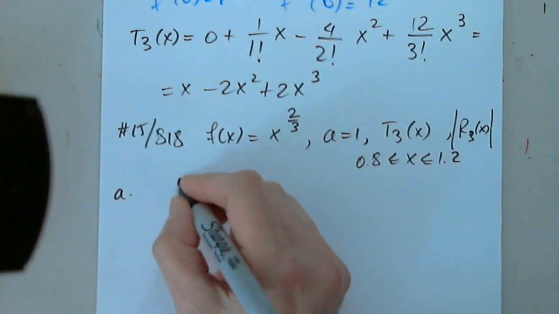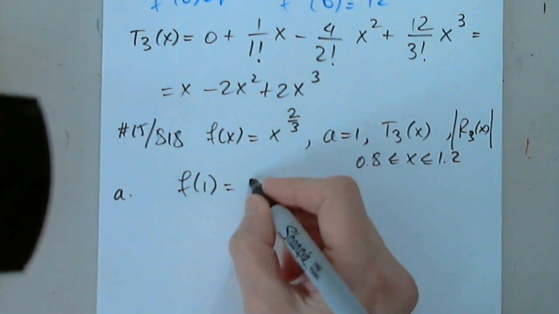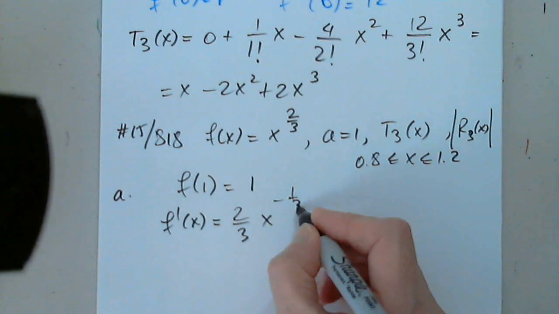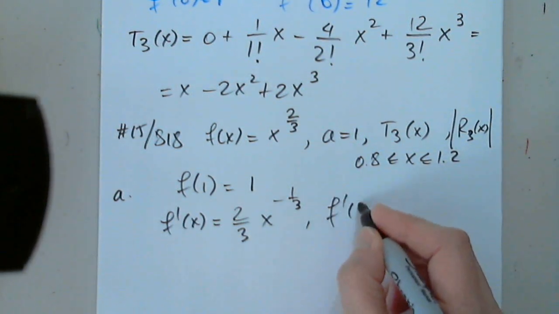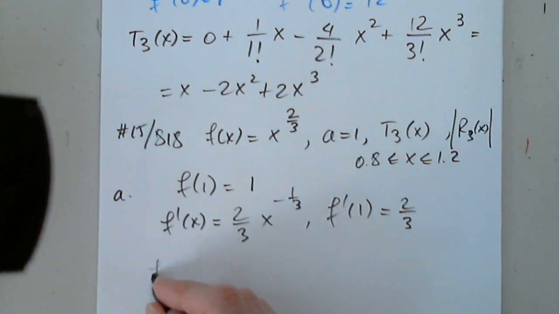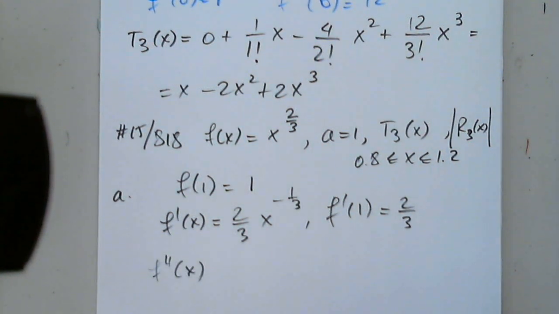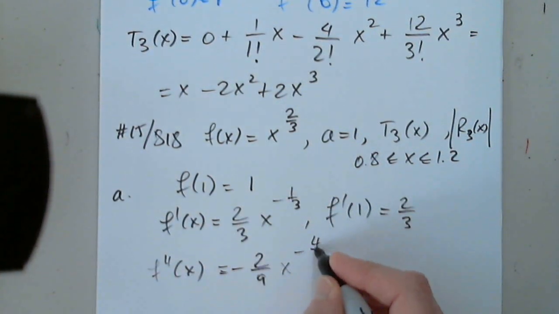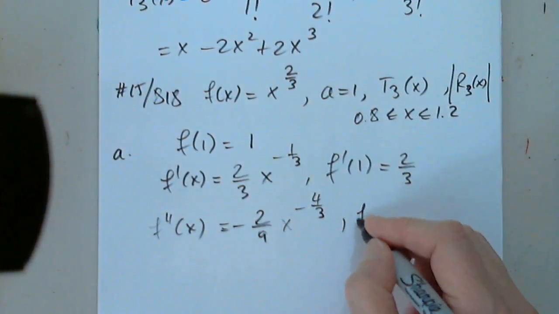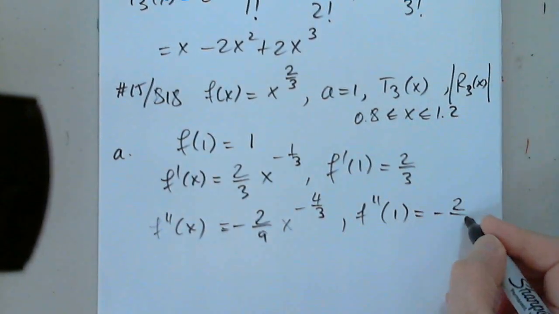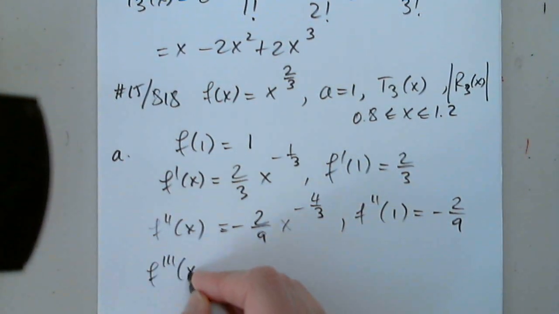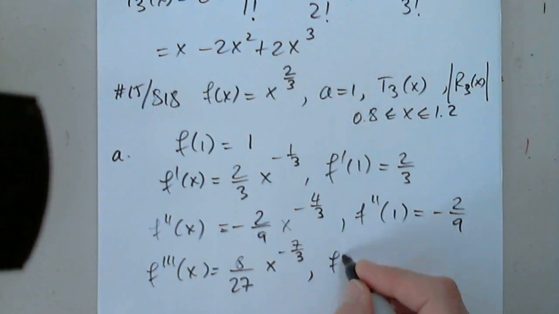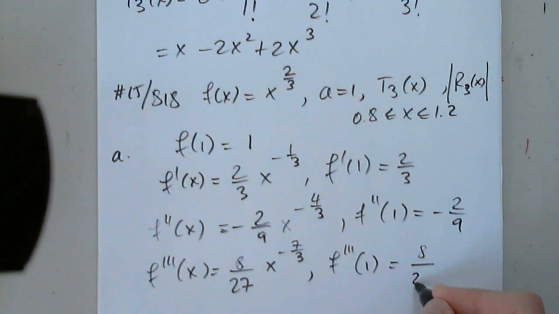So let's find f of 1. f of 1 is 1. Let's find the first derivative, which is 2/3 x to negative 1/3. And I can put it here, f prime of 1 equals 2/3. Now let's look at the second derivative. The second derivative is negative 2/9 x to negative 4/3. And we can determine f double prime of 1 as negative 2/9. Now the third derivative is 8/27 x to negative 7/3. So the third derivative at 1 will be 8/27.